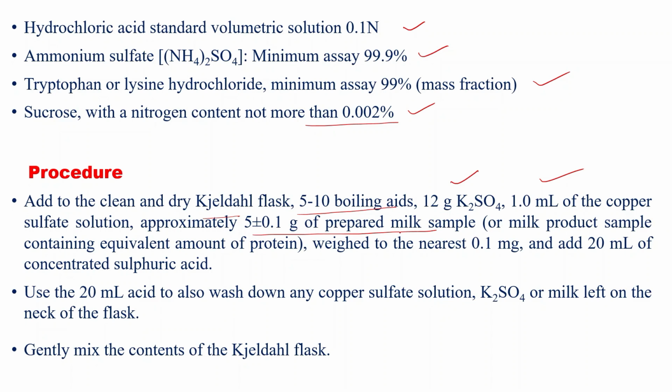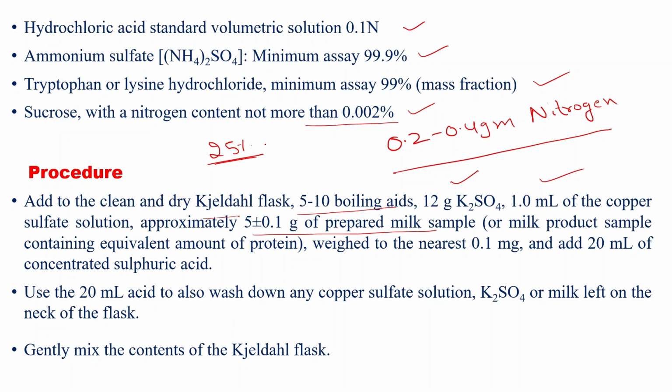How it is to be decided: the sample should contain 0.2 to 0.4 gram of nitrogen. In this way, it has to be decided how much weight of the sample we take. Say a product has a protein content of 25% in the sample. So obviously in 100 gram there will be 25 gram, in 10 gram there will be 2.5 gram, and in 1 gram it will be 0.25 gram, which is falling between this range.